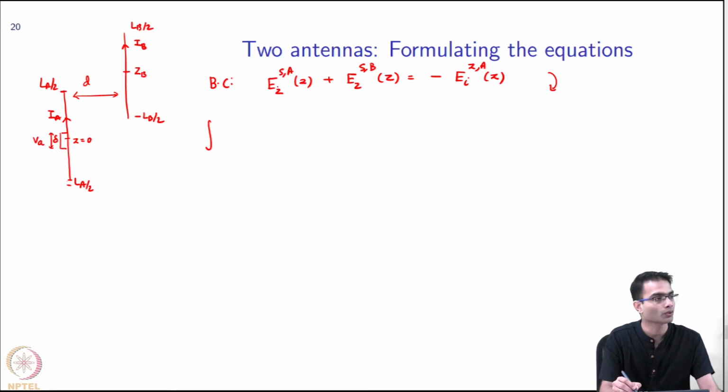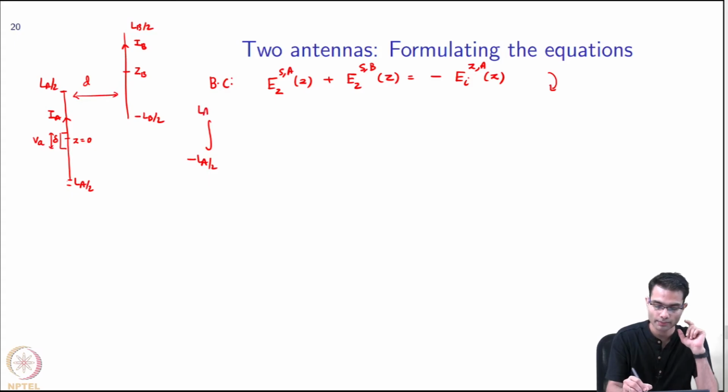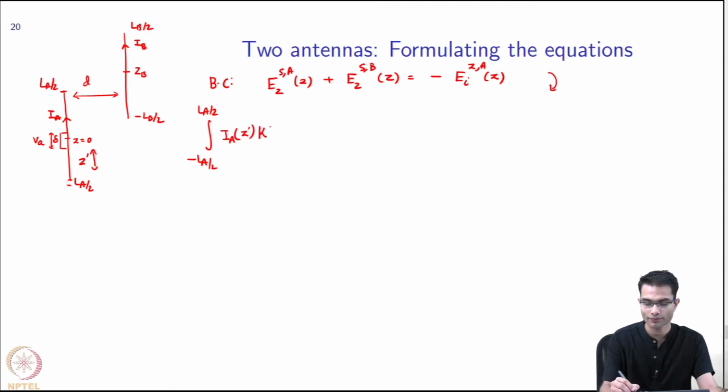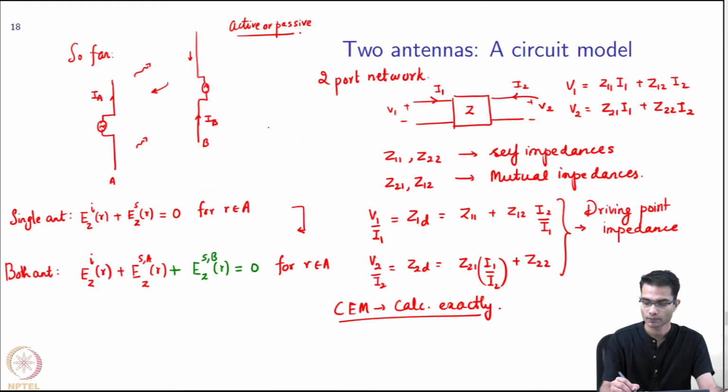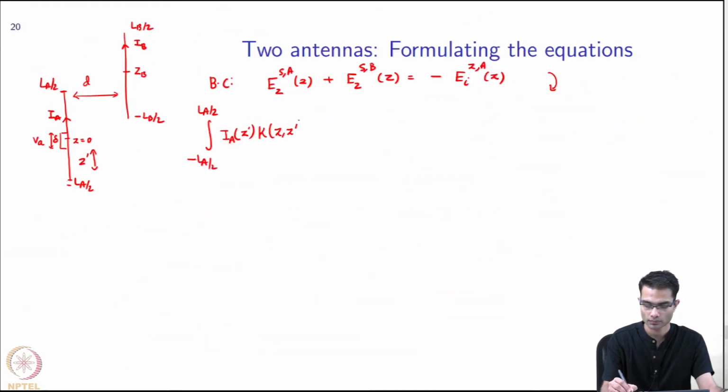This is the field due to the induced current on the same antenna, A. So, what should be the limits of integration? Minus LA by 2, LA by 2, very good. Which current will this be? IA or IB? IA, okay. Z prime, let us say Z prime is the coordinate that goes up and down over here. K of Z, Z prime, dz prime. This is the field produced by A, the scattered field produced by A, excellent.